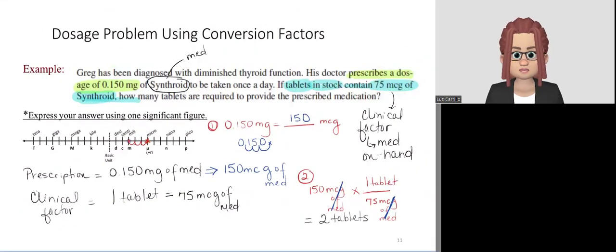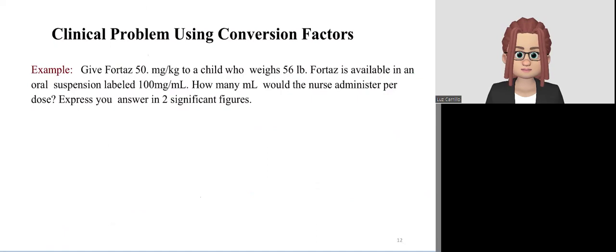Let's explore one more type of clinical problem. The following clinical problem reads, give 4 tests at 50 milligrams per kilogram to a child that weighs 56 pounds. 4 tests is available in an oral suspension labeled 100 milligrams per milliliter, and we need to determine how many milliliters the nurse would administer per dose. We need to express this answer in 2 significant figures.